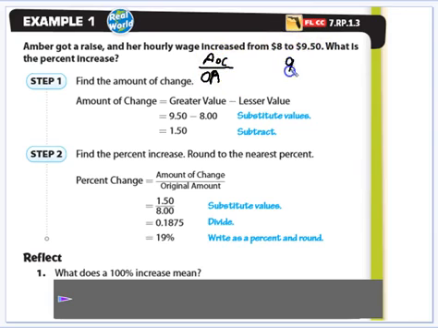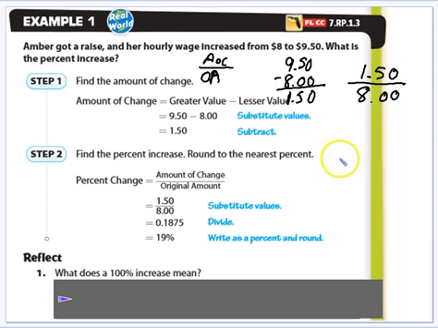So we get $9.50 minus $8. That comes out to $1.50 over the OA, the original amount, which is $8. It is the first number they give you. So let's work this out. Class, always remember, top goes on the inside, bottom goes on the outside.